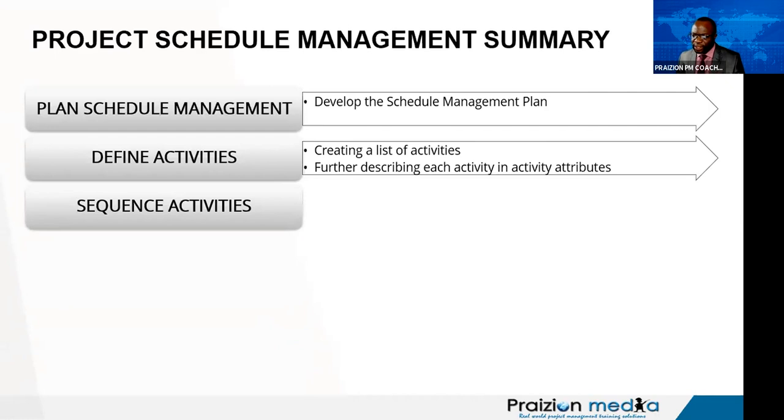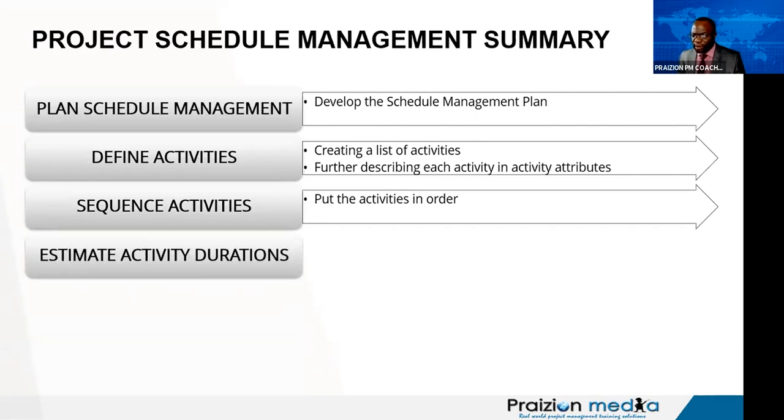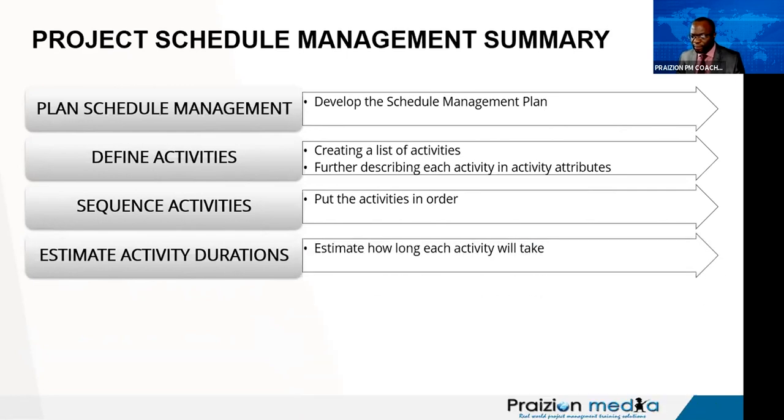Sequence activities, you need to remember that the project schedule network diagram is your output. This is what you use to illustrate the activities sequence. And this is how you find the critical path and all that other stuff. Afterwards, we do our duration estimates. That is what we get out. We also get out our basis of estimates.